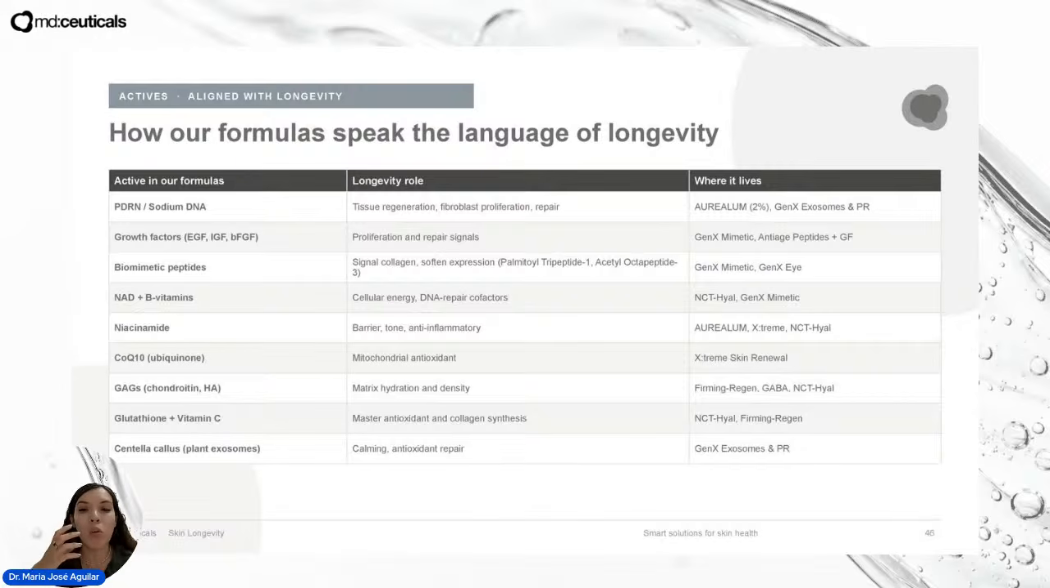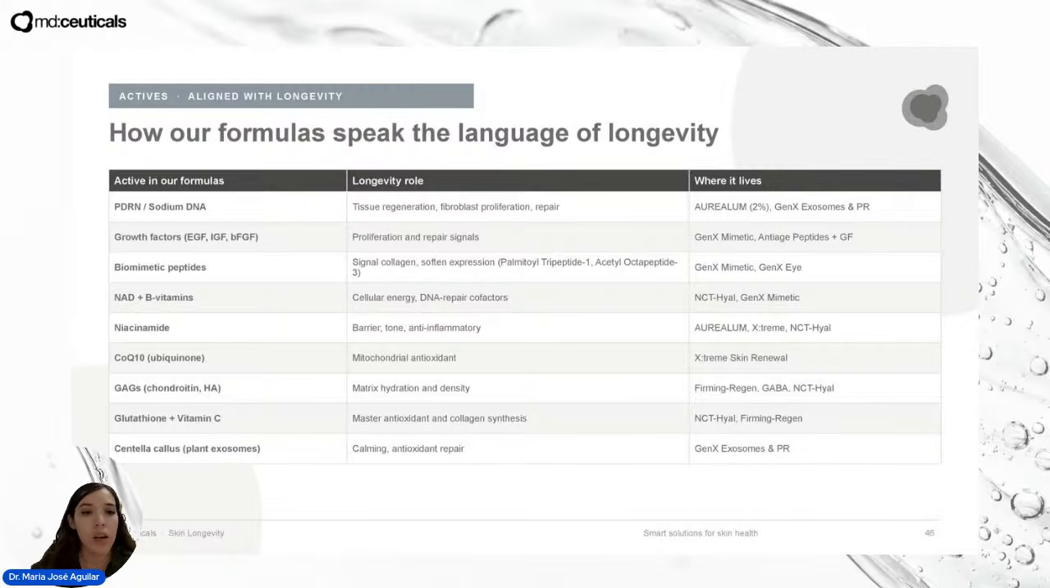Try to make more science. Try to make these treatments more medical grade, because we deserve it. Aesthetic medicine deserves to be medical grade always. So we need to keep it in that role and go with the active formulas, with the active ingredients.